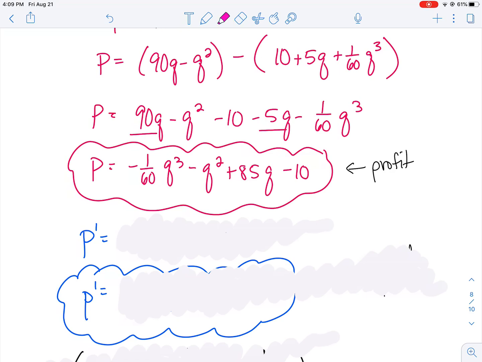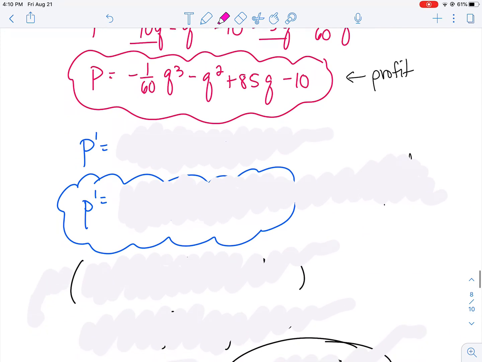I can figure out what my profit is anytime I know how many bikes I sell per week. But I don't necessarily want to figure out what the profit is. I want to figure out when my profit is the maximum. So I want to find the derivative of my profit and see where it changes from positive to negative. So pause the video, find the derivative of this profit equation, or find me the marginal profit.